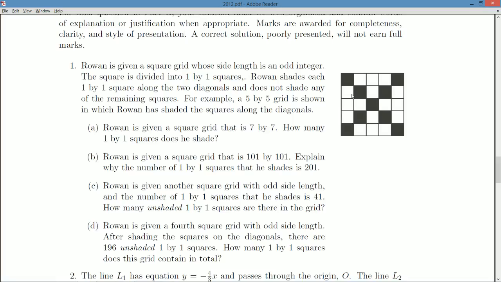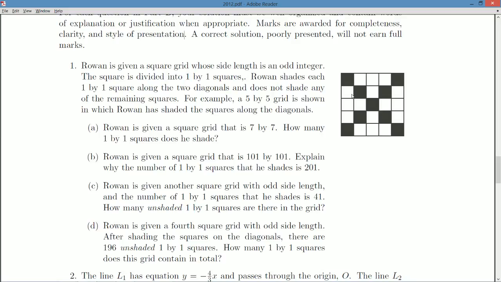Rowan shades each 1 by 1 square that lies along the 2 main diagonals, and does not shade any of the remaining squares. So here we have a 5 by 5, so odd integer, divided into 1 by 1 squares, so there's going to be 5 squared, or 25 of them. And each of the main diagonals has been shaded. So question number 1, Rowan is given a square grid that is 7 by 7. How many 1 by 1 squares does he shade?